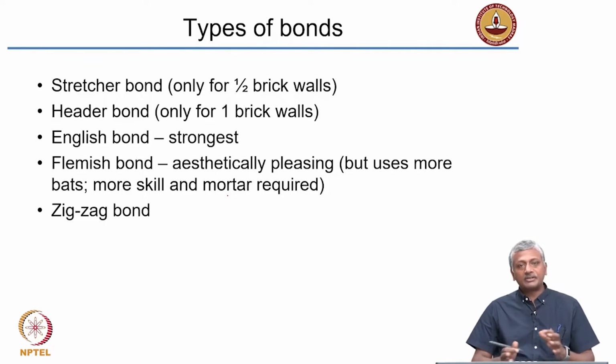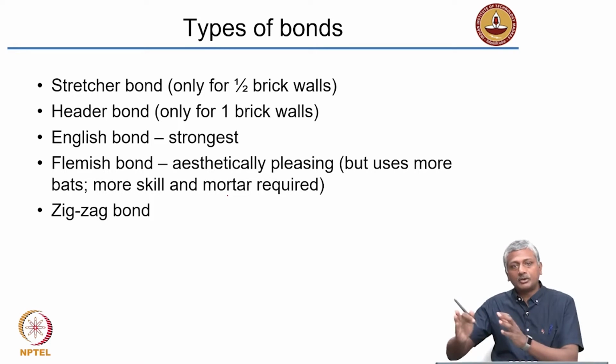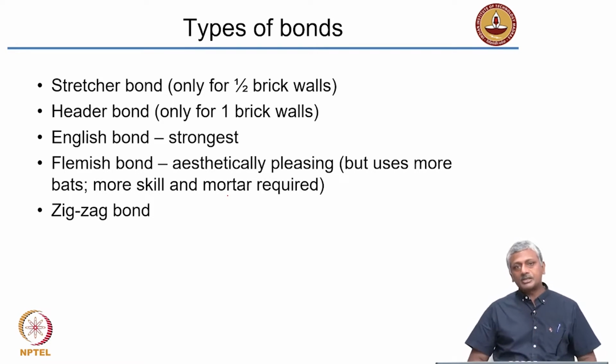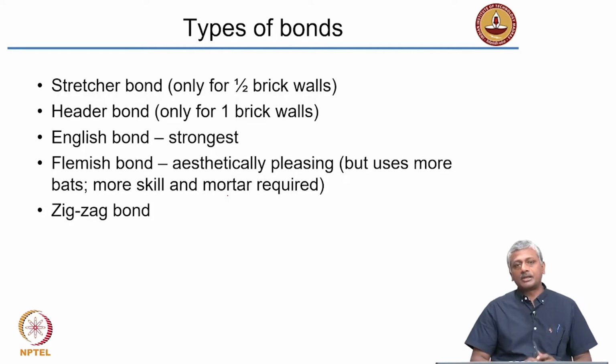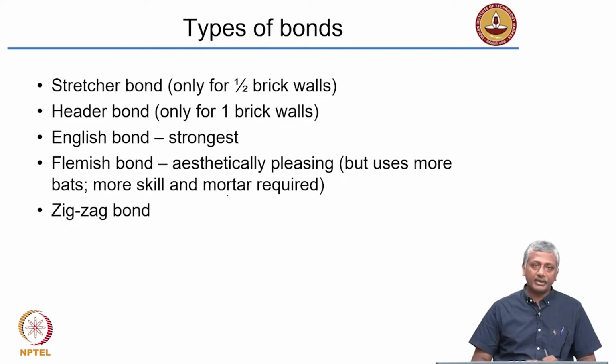And sometimes you may have a different arrangement called a zigzag bond, in which you sort of keep shifting your vertical joints. The aim of all these bonding arrangements is to ensure that the vertical joints don't overlap. You need to stagger the vertical joints so that you don't get a brittle failure of the wall.